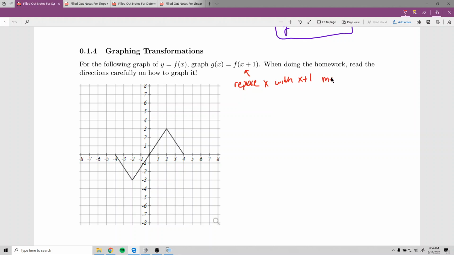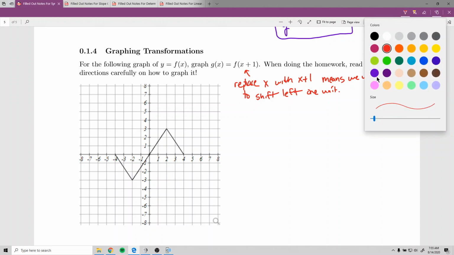is telling us that we want to shift left 1 unit. It could ask you any of our transformations: vertical or horizontal shifts, reflections, stretching and compressing. But this one is just a random one I picked. We want to shift left 1 unit.